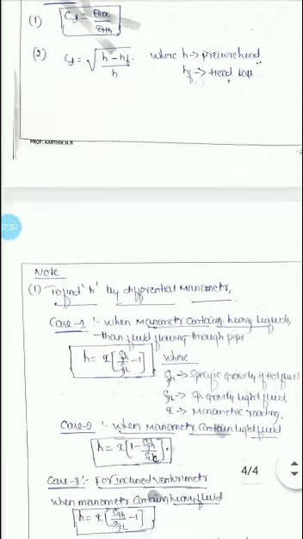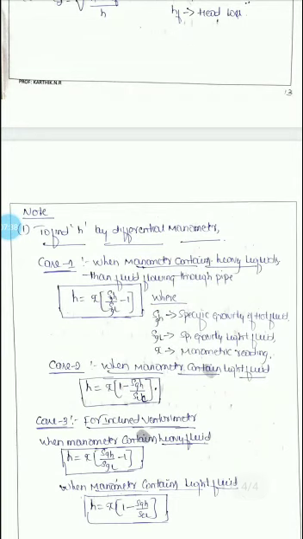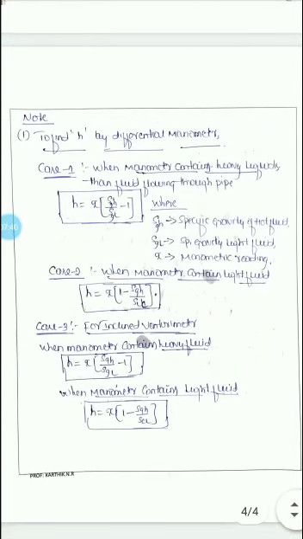Then in this venturimeter derivation, there is a small h, to find the conditions like when the manometer fluid contains heavy liquids. We are going to measure that.